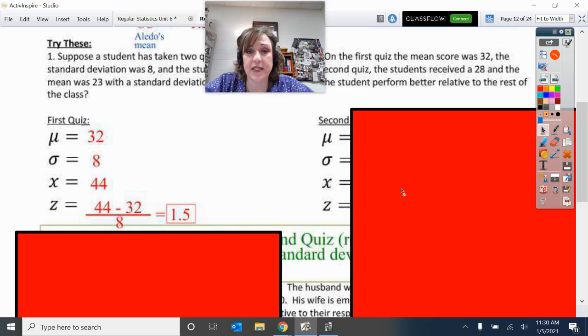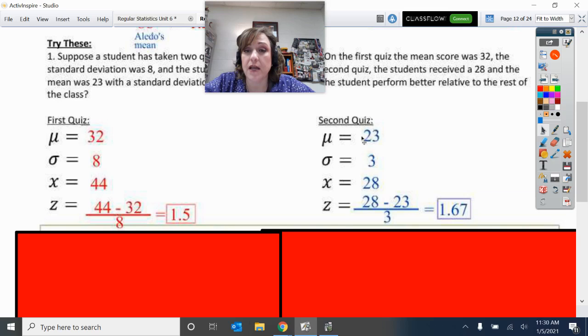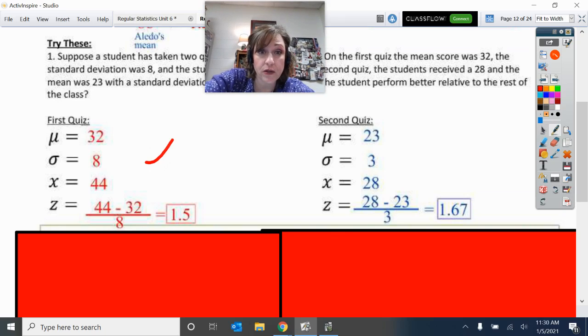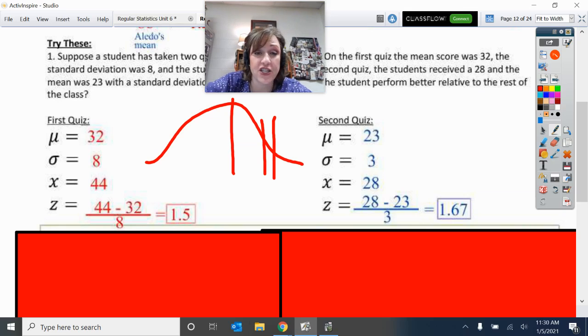All right, well, let's see how this student did on the second quiz. The mean on the second quiz was 23 with a standard deviation of 3, but the student got a 28, which is above. So we do our z-score, x minus the mean over the standard deviation, and that's 1.67. So if you are thinking about a normal model, then this student, 1.5 standard deviations above the mean is here. 1.67 standard deviations above the mean is higher up. So the student did better on this quiz that was more standard deviations above the mean.